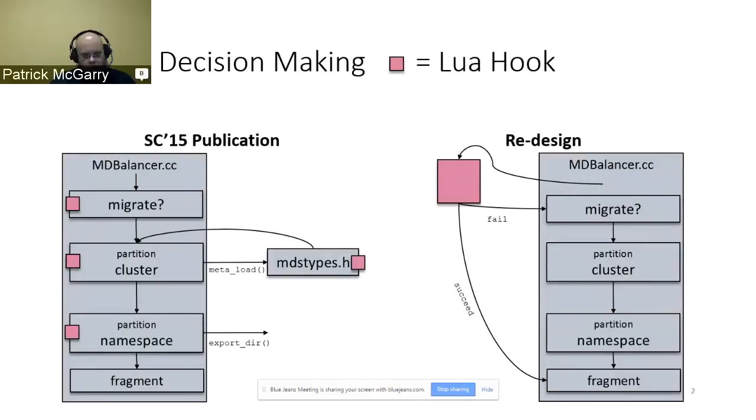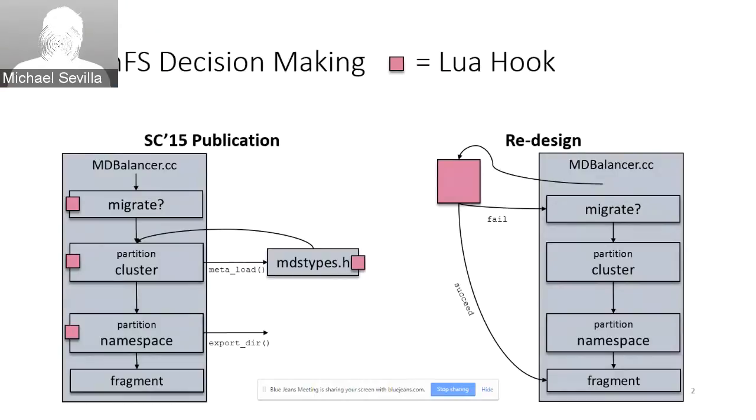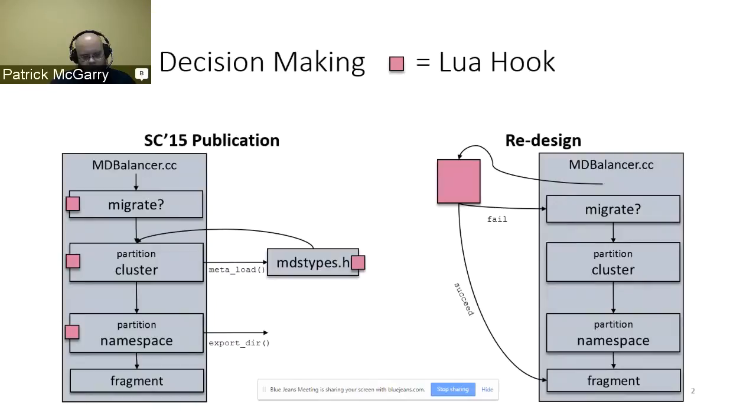Can you expound on what particular circumstances might cause the Lua thing to fail? Why would it fail? If you put in code that's not valid Lua code, it'll fail. And if you try to return something other than what the C++ is expecting, it'll fail. But it fails gracefully. It just says, oh well, we'll go back to the original balancer. Gotcha. Okay, Patrick, does that answer your question?